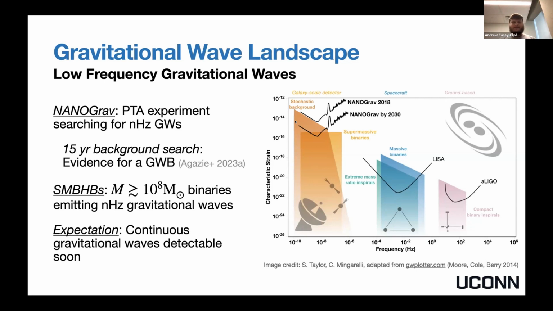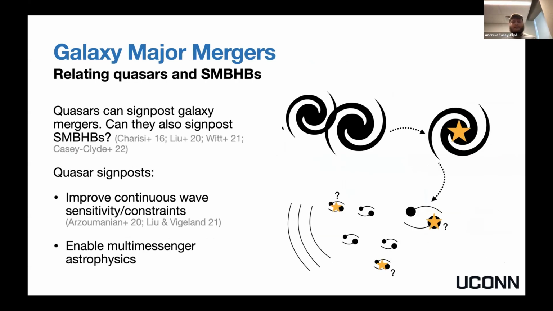And so in the spirit of that, this talk is basically about what we can do to make that process a little bit easier. If there's anything we can do to focus our searches, instead of looking at the entire sky, we can see if we can focus in on particular galaxies that might be good candidates. Now, the way that we are approaching that is with quasars. The reason that we're using quasars is because we know that quasars can signpost galaxy mergers. And since a supermassive black hole binary is a natural result of a galaxy merger, it brings up this natural question of, can quasars also signpost supermassive black hole binaries?